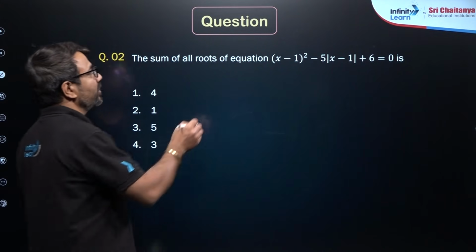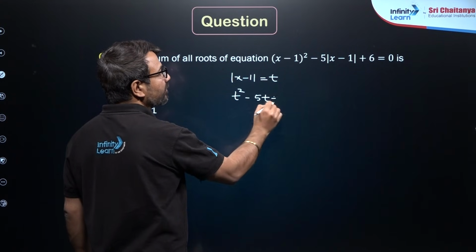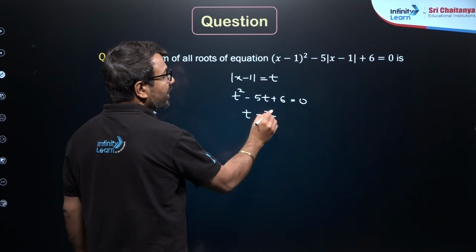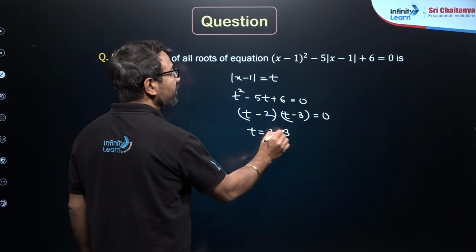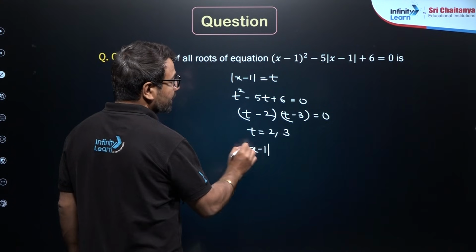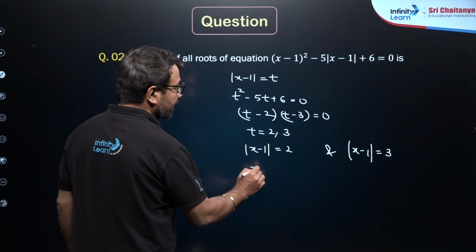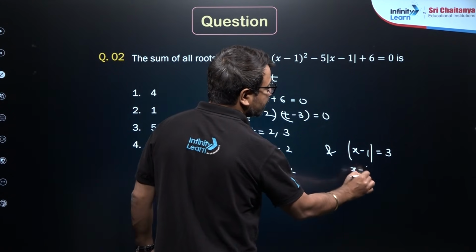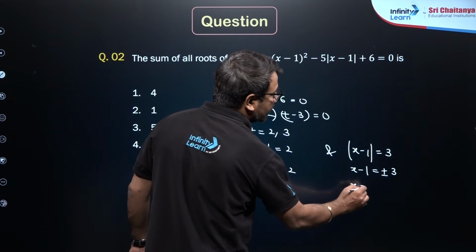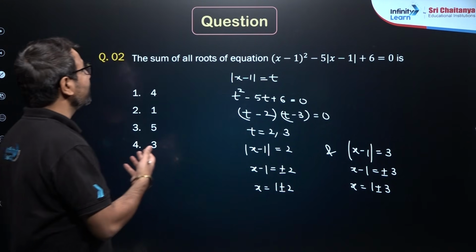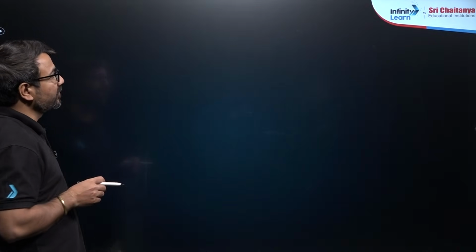Now the sum of the roots of this equation they are asking. So we will assume this mod of x minus 1 as t. Here it will be t square minus 5t plus 6 is equal to 0. If you try to factorize it, it will be t minus 2 into t minus 3, which is equal to 0. So the value of t will be 2 or 3. That means mod of x minus 1 will be 2 and mod of x minus 1 will be 3. So here x minus 1 will be written as plus minus 2, x minus 1 will be written as plus minus 3. So the value of x will be 1 plus minus 2, and here also it will be 1 plus minus 3. Now my dear student, the sum of roots they are expecting from us. So if you add all these values of x, you will have the answer as first option.